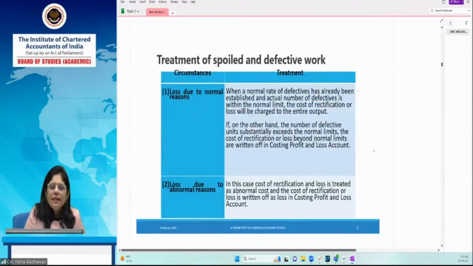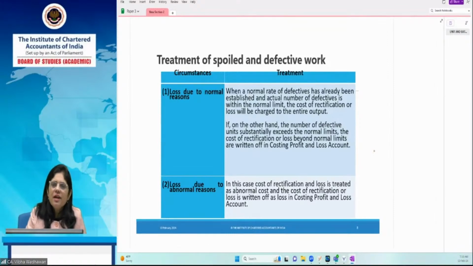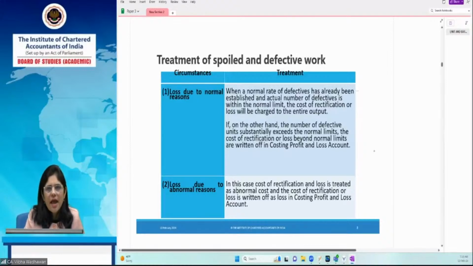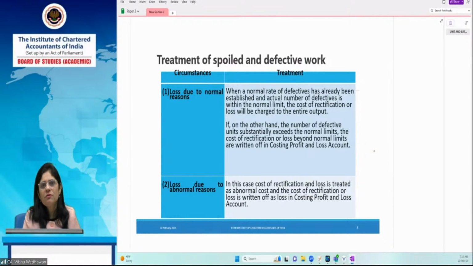Okay, spoiled and defective work. We have discussed this in the materials module. The basic fundamental is that anything which is normal, whether it's waste, scrap, spoilage or defectives, is inherent in every production process. Normal loss has to happen, so it will be part of the cost of production.